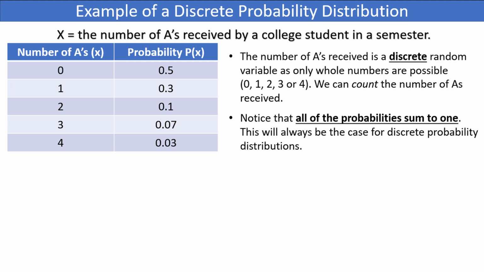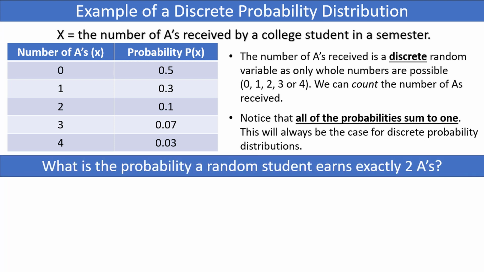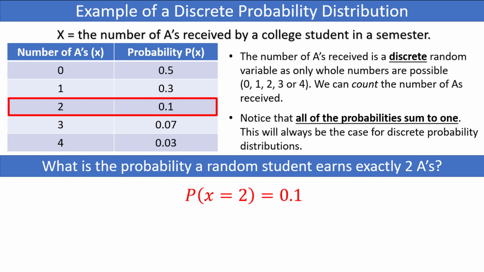We can ask probability-related questions based on the discrete probability distribution that are generally quite easy to answer. For example, what is the probability that a random student earns exactly 2 A's? Well, just look at the table. The probability x is equal to 2 is 0.1, meaning that 10% of students earn exactly 2 A's.